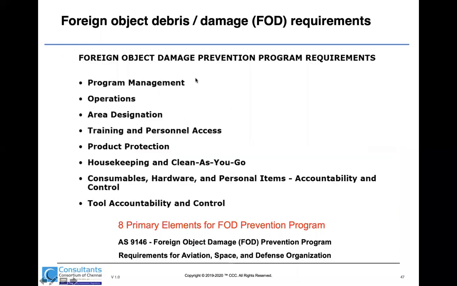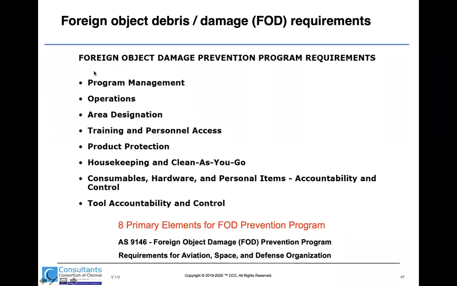Okay, so there are separate guidelines available, AS 9146, which tell us the FOD prevention program requirements for the ASD industry that may be adopted. Again, some of the customers may put this in a contract. If my product is critical, you have to deal with the FOD as per 9146. But typically, these 8 primary elements will help us to prevent FOD. This is a guideline, not given in the standard, but used in industry best practices.